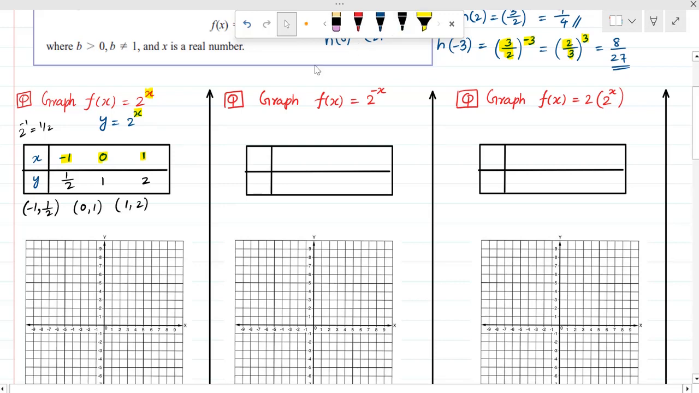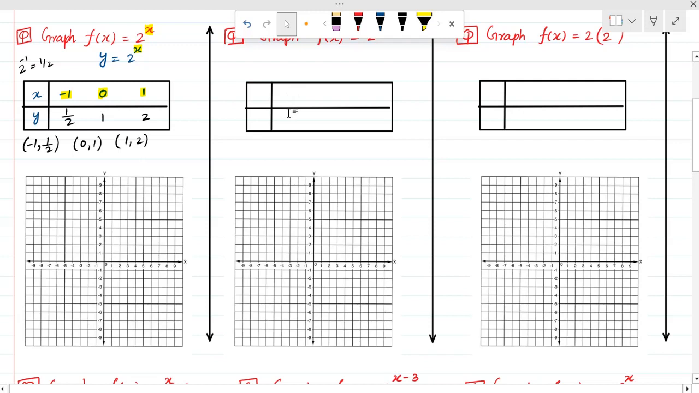Just we have to plot these points in the graph. So we will find the points first. Minus 1 and half, it will be here. Next 0 comma 1, it will be here. The next one 1 comma 2, it will be here. So if you join them, the curve will be like this.